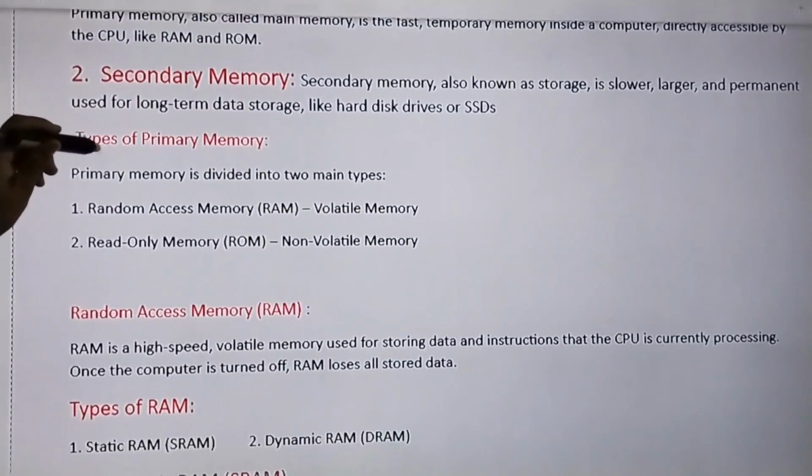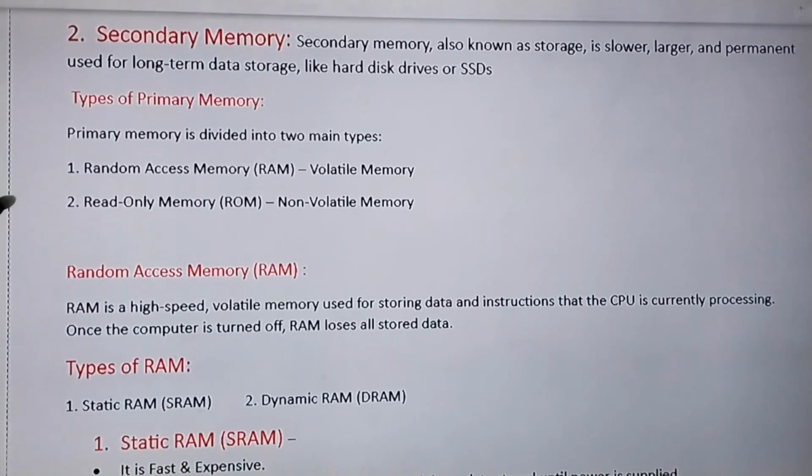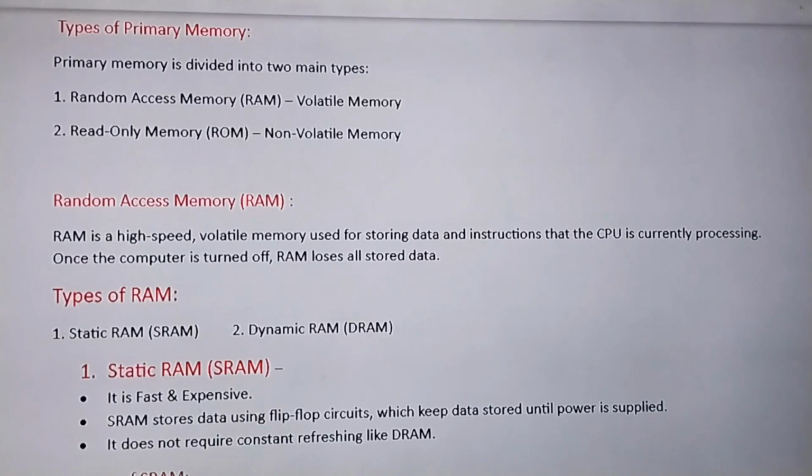The second type of memory is secondary memory. It is also known as storage, and it is slower because it is placed at a distance from your CPU. It is larger and permanent. So for large storage of data, it is used for long-term data storage, like hard disk devices and SSDs. Now we will see the different types of primary memory.